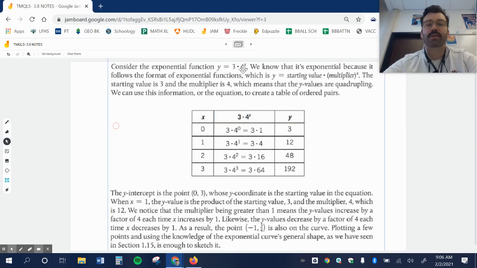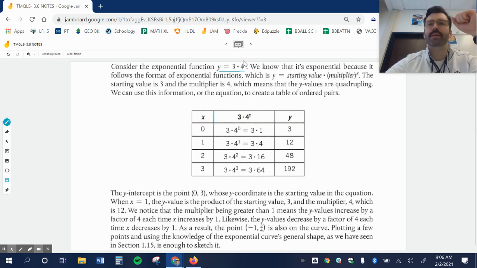So if we consider this exponential function 3 times 4 to the x here, we know that it is exponential because it follows that format of the starting value times the multiplier to the x. How do I know if something's exponential? Really, the exponent is going to be your variable. That's how you know. You see that exponent, our variable is our exponent.